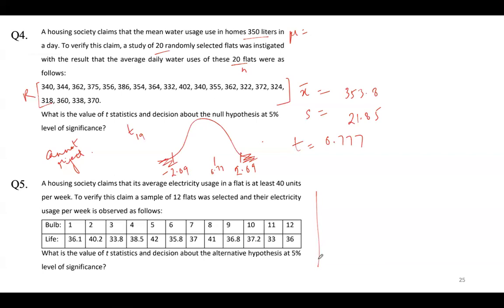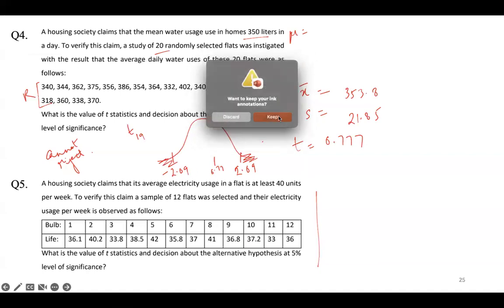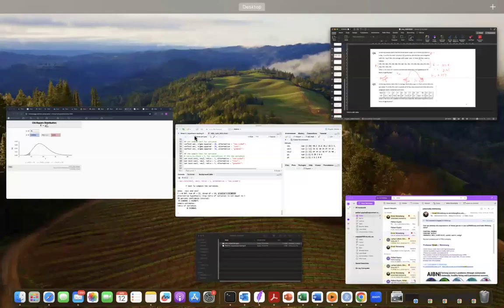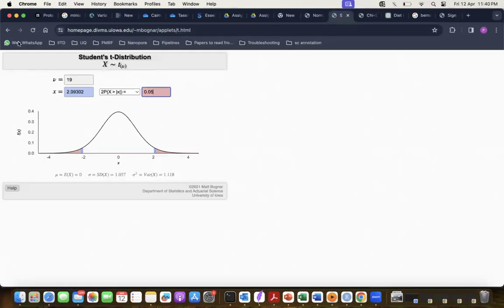Ma'am, can you please teach how to look at the T table? Okay, sure. So I am not using the T table, by the way, here. So what we'll do is, let's go here.